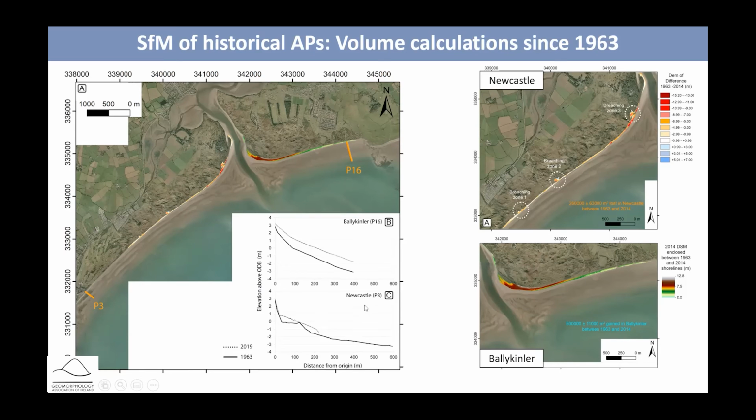As a sort of validation of this volume change, we digitized the historical topographic profile of the beach that we retrieved from that military operation. And we can see that also from that dataset, the beach surface in Ballykindler is nowadays much higher than the beach surface in 1963. There is more than 1 meter of difference. In Newcastle, on the other hand, the beach elevation remained more or less the same, even though nowadays we couldn't go further seaward to see how the beach profile is in the submerged part.